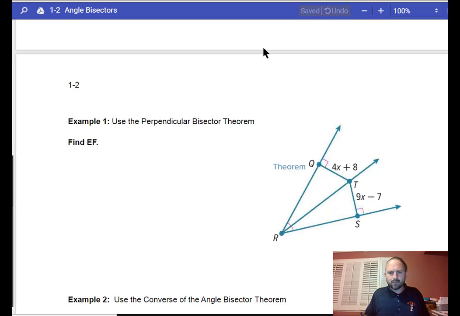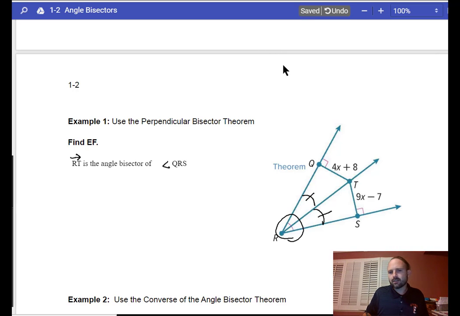All right, so we know that QRT, it shows it right here. It says QRT is equal to TRS. So the first thing we know is RT is the angle bisector of QRS. We understand that, because of that, we could state that QT is equal to TS because of the angle bisector theorem.